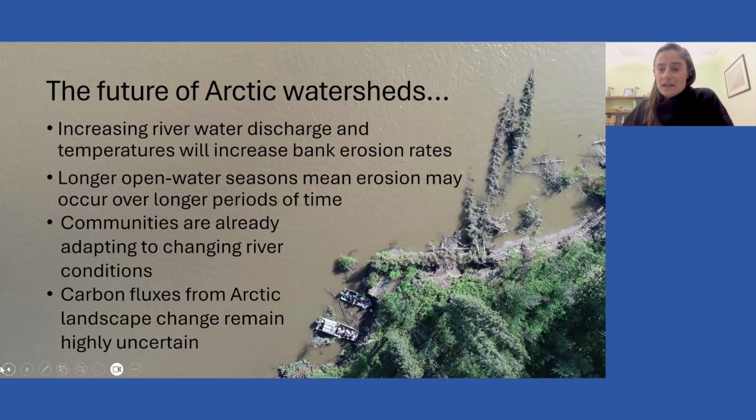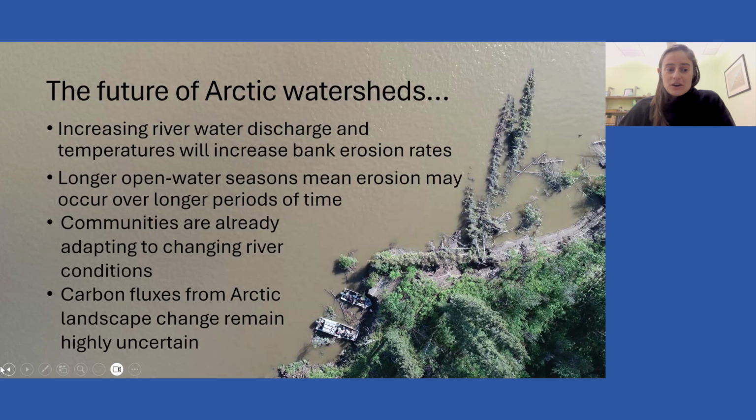Communities are already adapting to some of these changing river conditions by changing when they're hunting and fishing, altering some of their travel pathways because a lot of people get around in the winter by snowmobiling over frozen rivers, or even moving themselves. These are real things that are happening, and we hope that our modeling can help communities adapt a bit more efficiently.